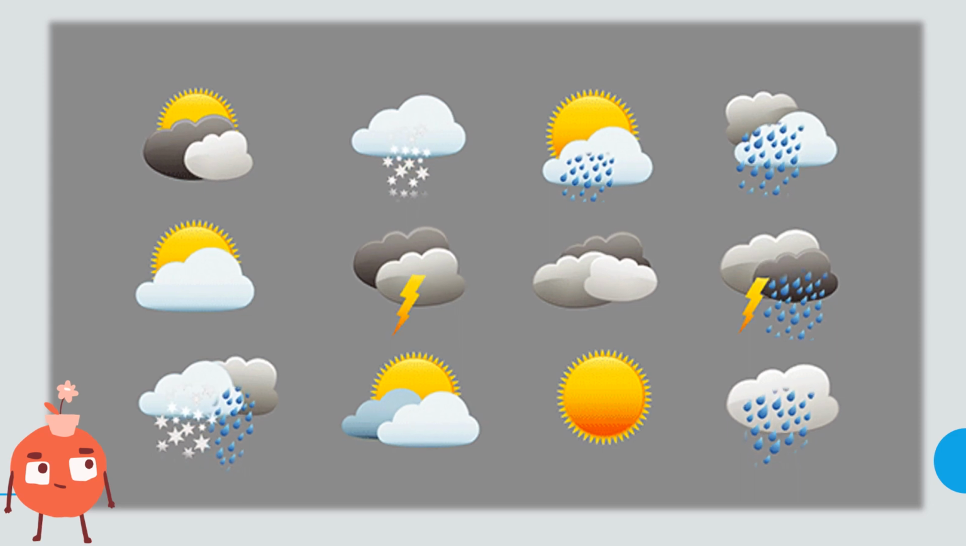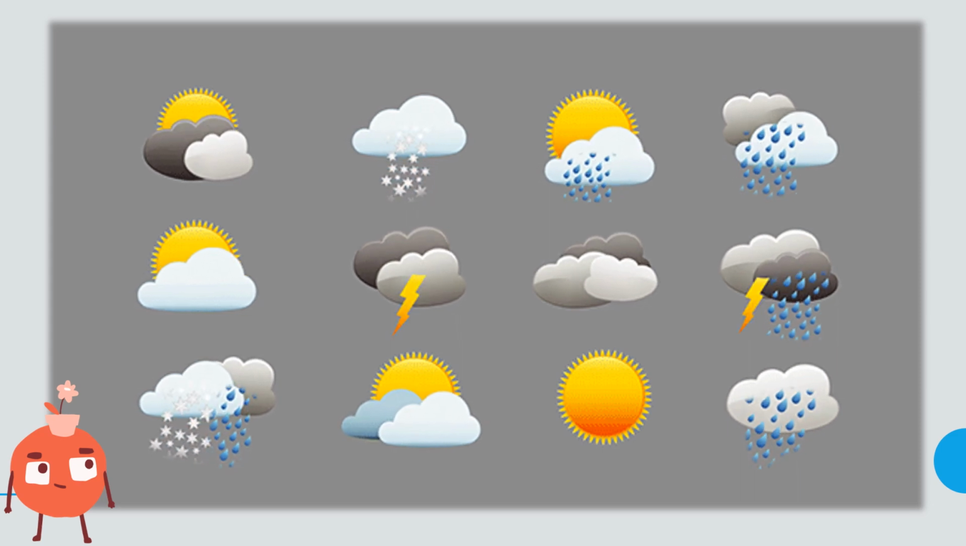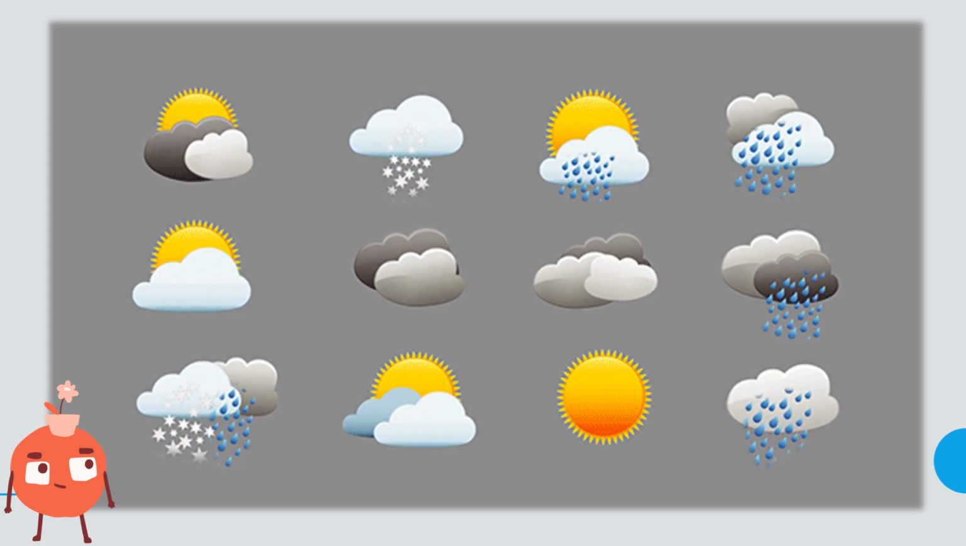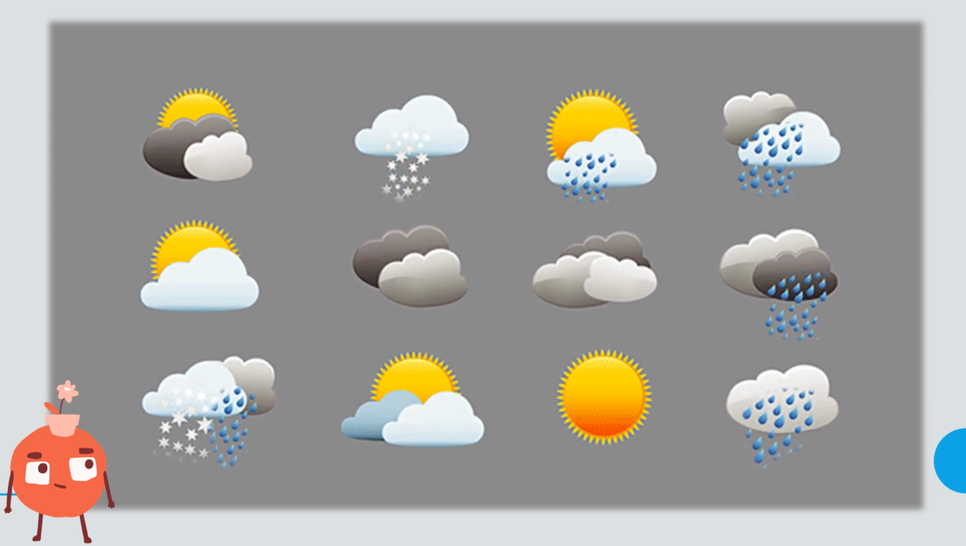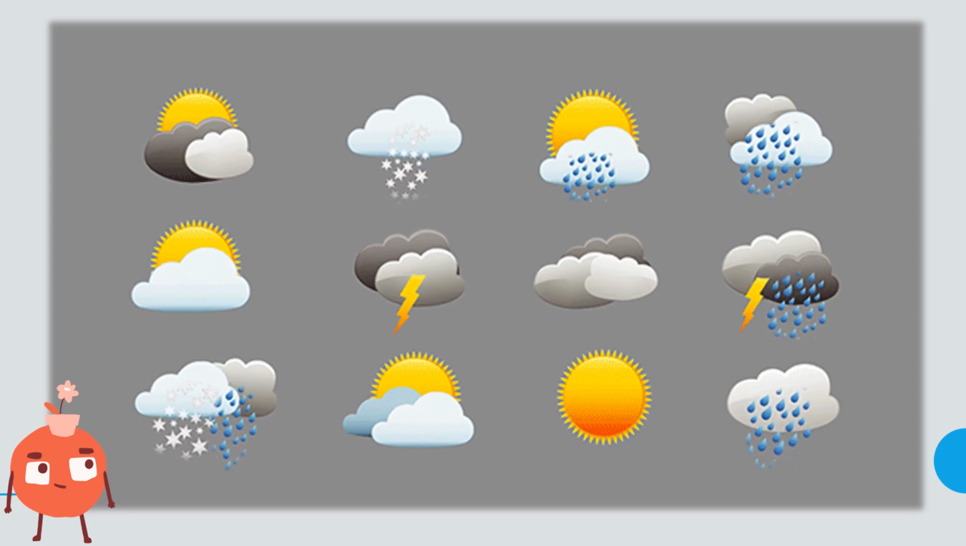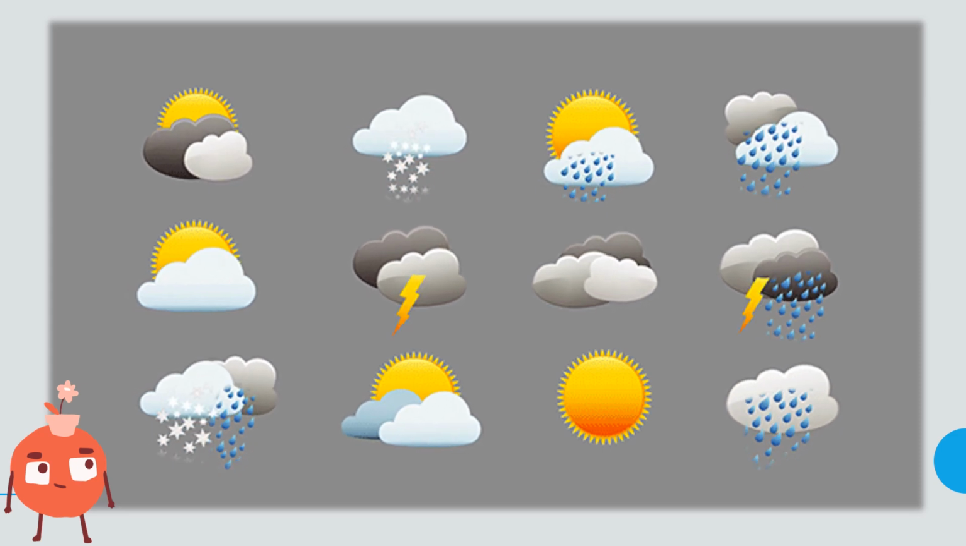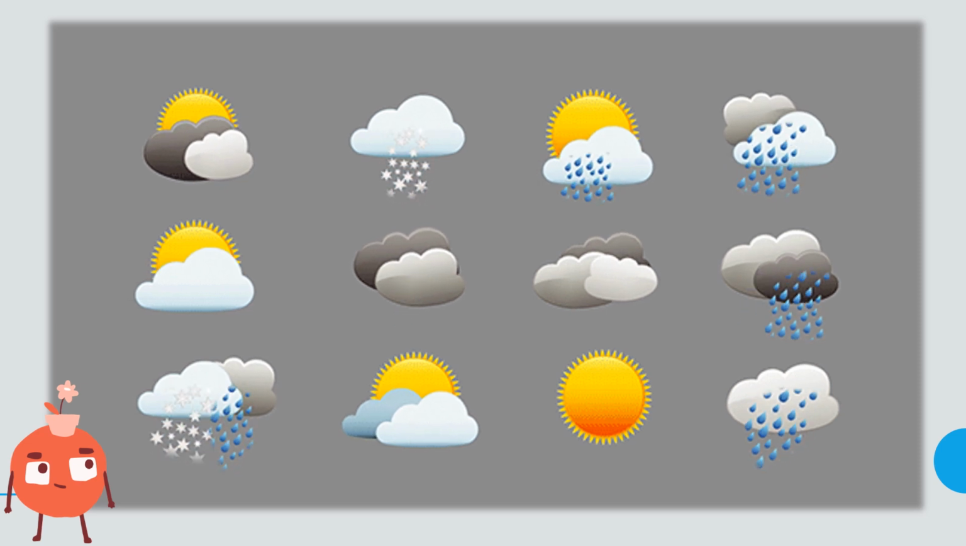In the last video, we found out that weather is the general condition of the atmosphere in a certain area over a specified period of time. Temperature, pressure, relative humidity, clouds, and precipitation help indicate the weather for the day.